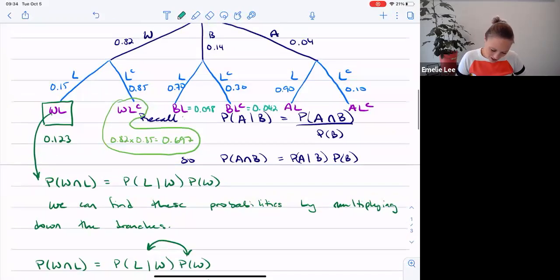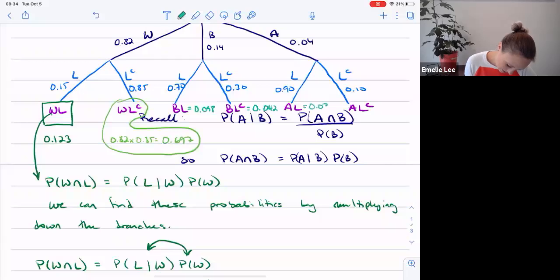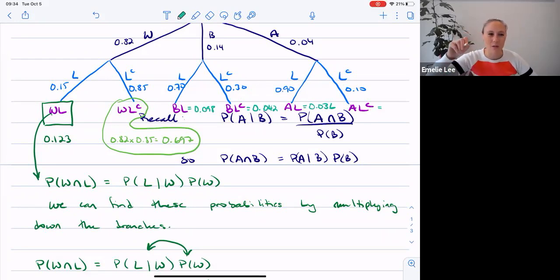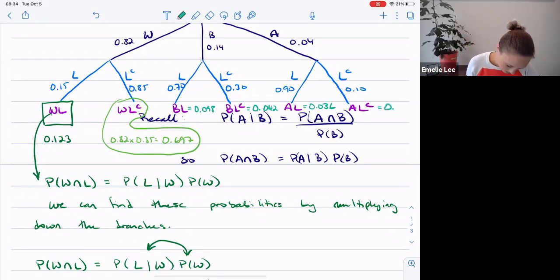Okay, so now let's finish these last two branches. So 0.04 times 0.9 is 0.036, and then 0.04 times 0.1 is really small. And this calculator, it's always in scientific notation, so I have to bump my zeros. Okay, here we go, 0.004. Let me just check: 1, 2, 3. Okay. I'll know once I add them up if I did that incorrectly, because these have to add to 1, right?